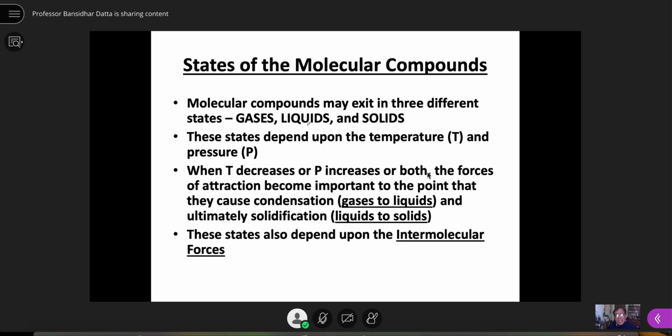There are very few exceptions. Can someone give me one exception? All molecules usually have a gas, liquid, and solid. Yes? For example, H2O. Yes? The exception is carbon dioxide. Excellent point. Carbon dioxide has only gas and solid.